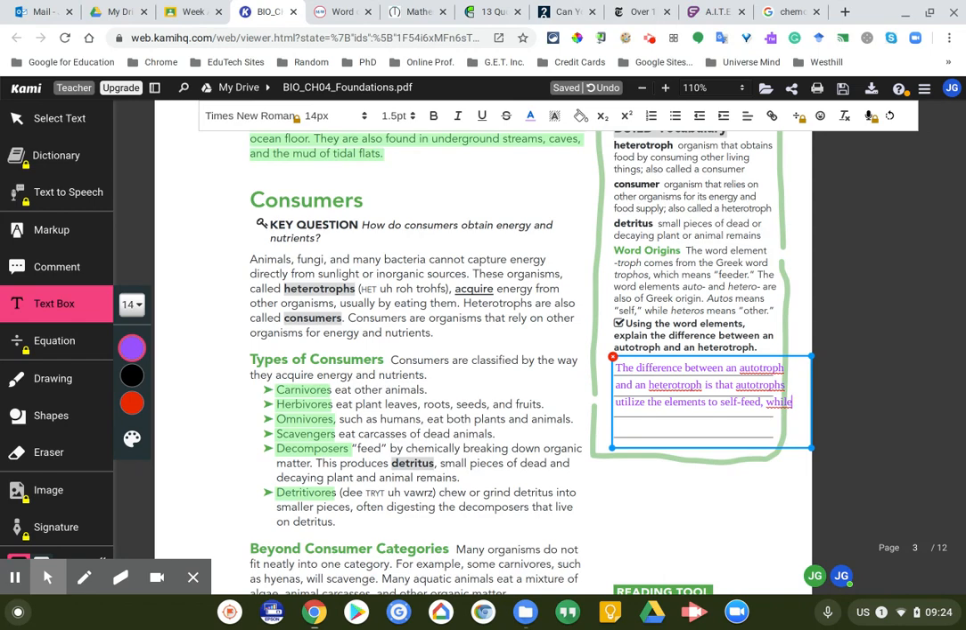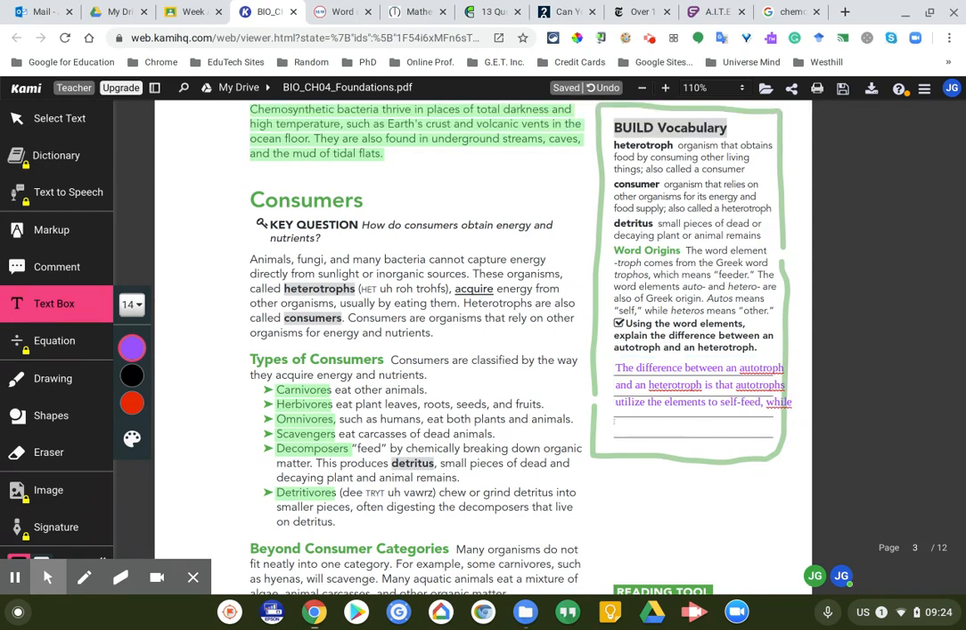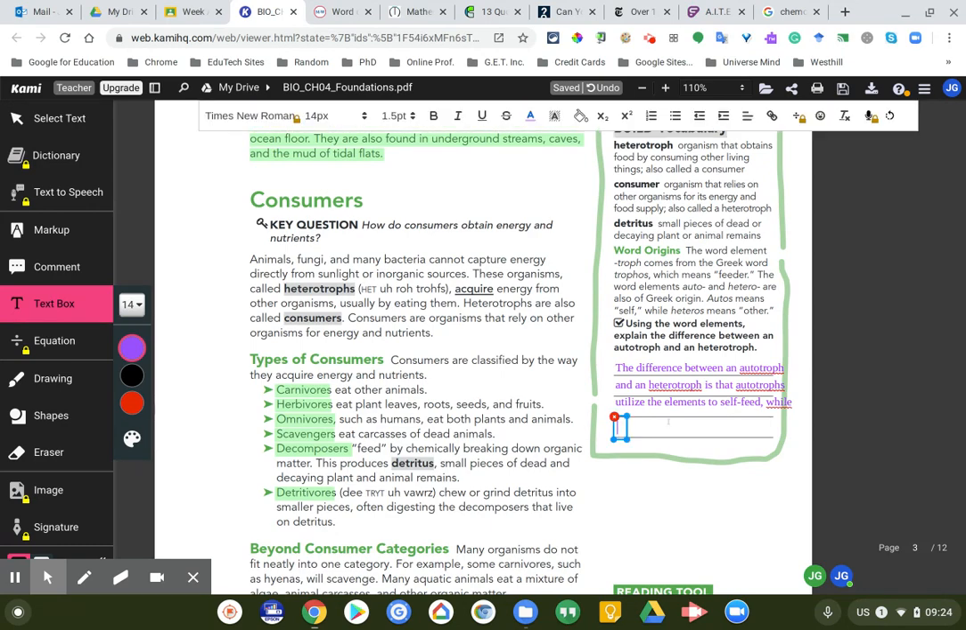Let's make this smaller, and then I'm going to skip down here. While heterotrophs cannot use sunlight or other elements directly, and thus utilize the autotroph for food.